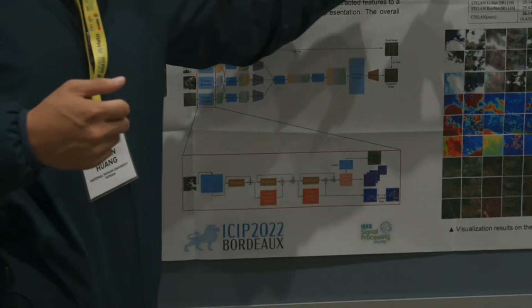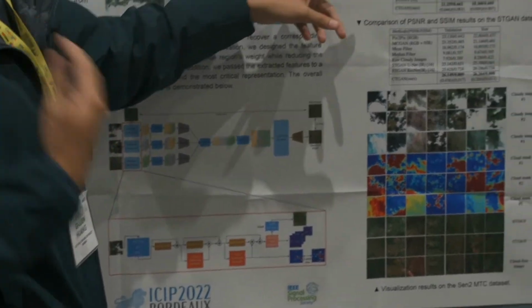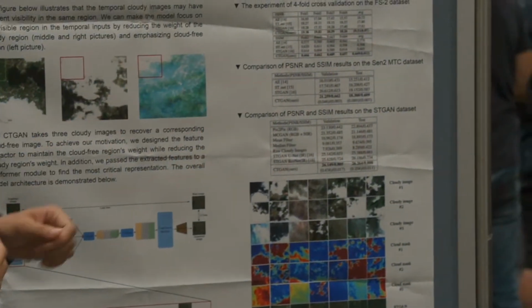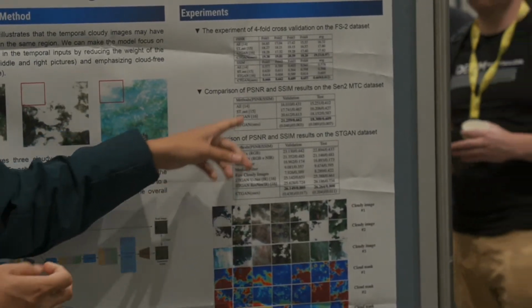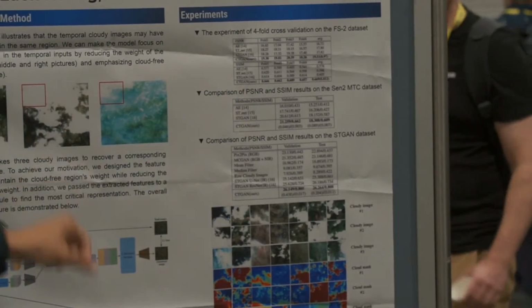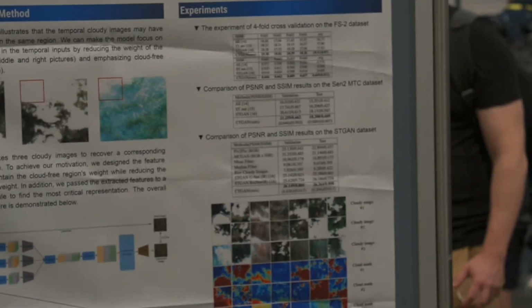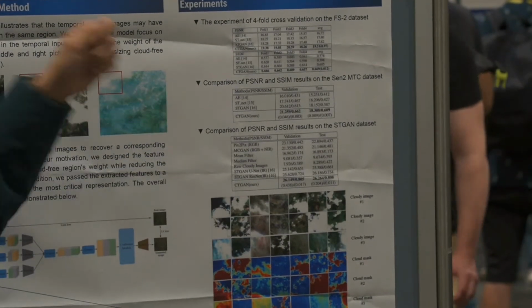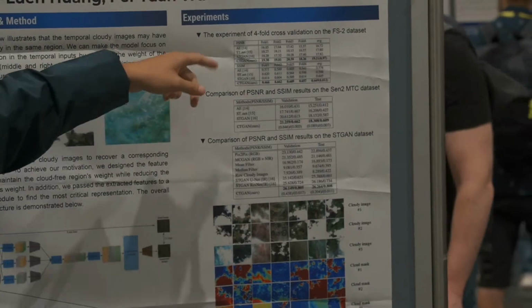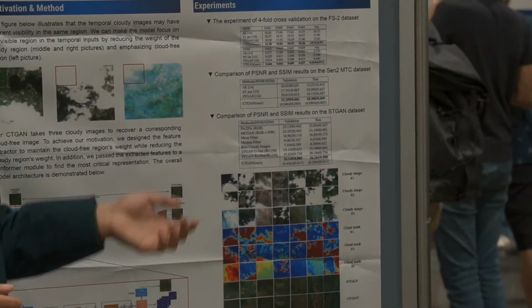Okay, in the experimental results, we evaluate our performance by using PSNR and structural similarity. The higher these two metrics are, the more it indicates that our generated image is similar to the corresponding cloud-free image.